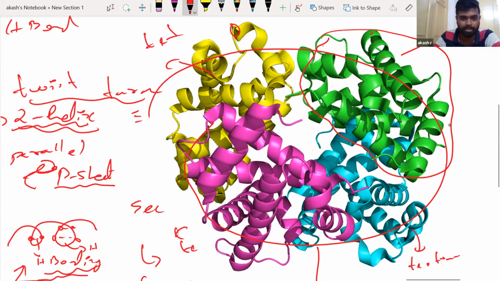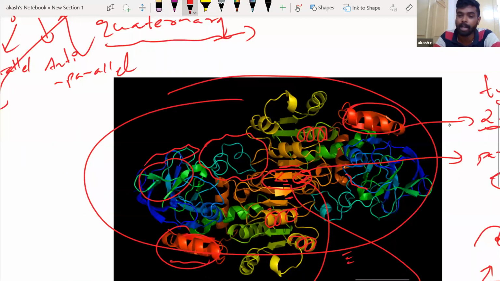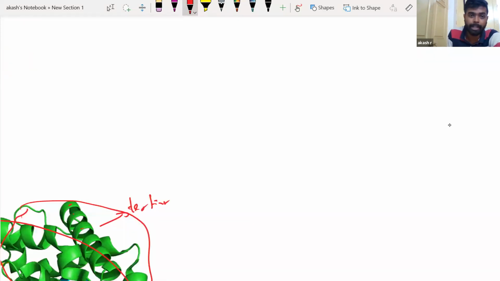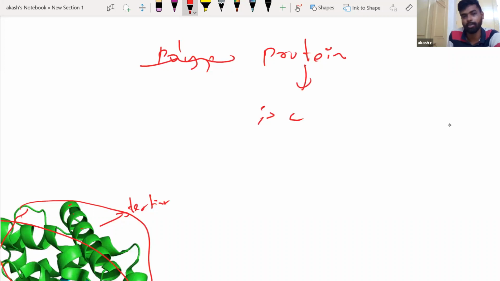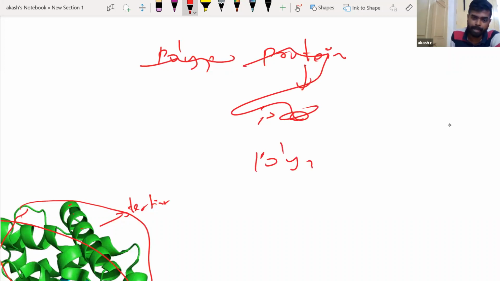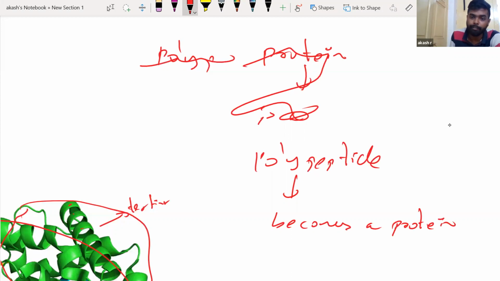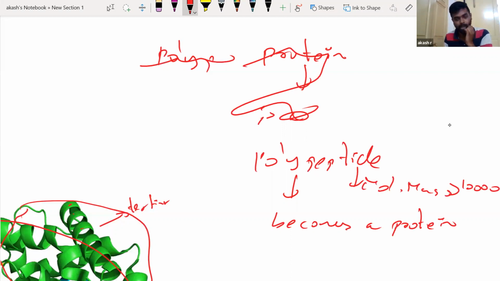So yeah, that is about proteins. This is all you have to know about protein. And what is the difference between a polypeptide and a protein? A polypeptide becomes a protein when its molecular mass is greater than 10,000. That is the difference. So basically not all polypeptides are proteins. Some of them are proteins, some of them are not.